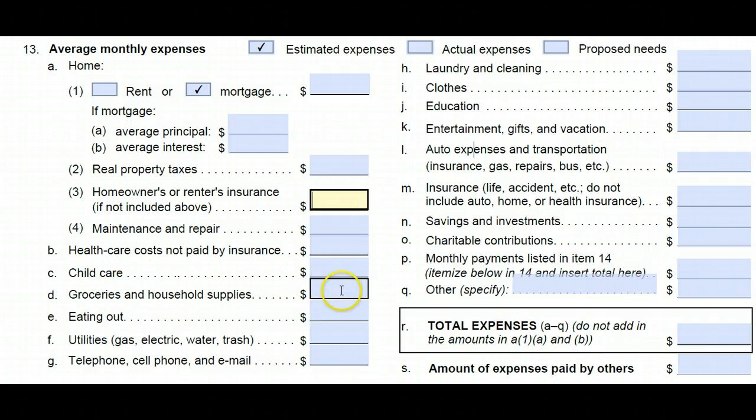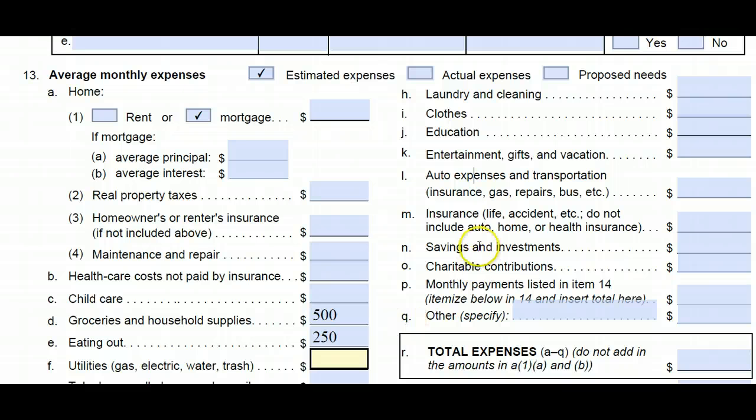If you have child care, how much are your groceries? How much do you spend on eating out? You just mark all these down. Take all your utilities, gas, water, electric, trash. That number goes here. Telephone, cell phone, email, clothes, laundry, education. So you're just going to go line by line and complete these.